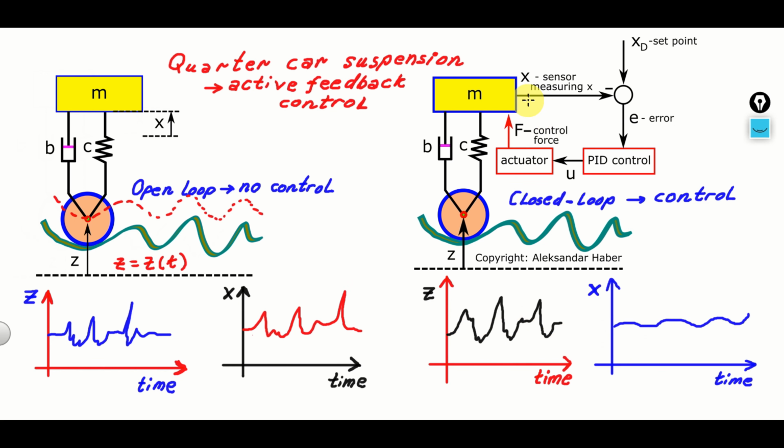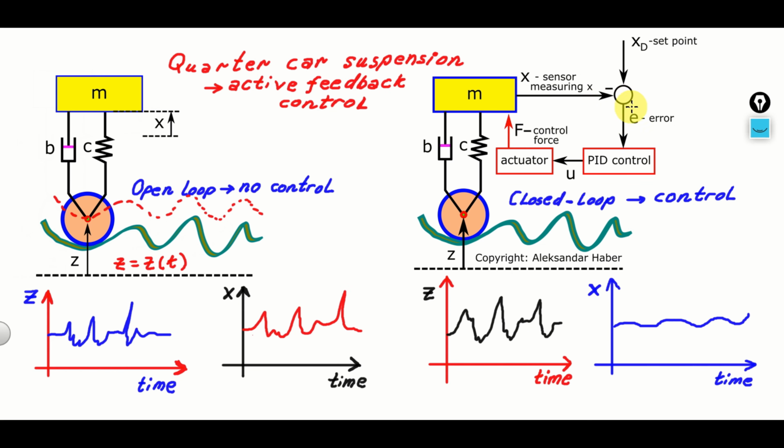Here is a sketch of a feedback control algorithm. Over here, we assume that we have a sensor measuring the displacement x. On the other hand, the user sets the desired position of x. This is represented by this set point. Then, the error E is calculated. The error E is simply a difference between xd minus x, and this block over here actually computes the error E.